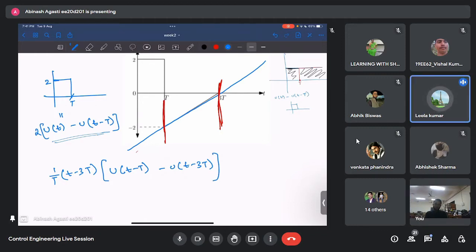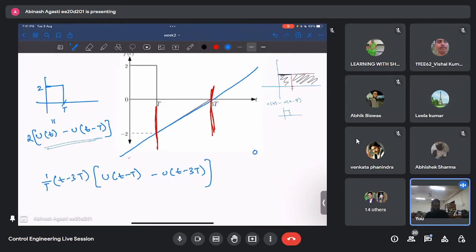But how does 1 by t come? Actually it should be 1 by 2t, no? Why 1 by 2t? Because from t to 3t we are taking, no? The difference is 1 by 2t, no? Yeah, but 1 by t is the slope of this line, right? 0 minus 2 by 3t minus t, 1 by t. But you are going up to minus 3, no? And so slope won't change, no? Okay.